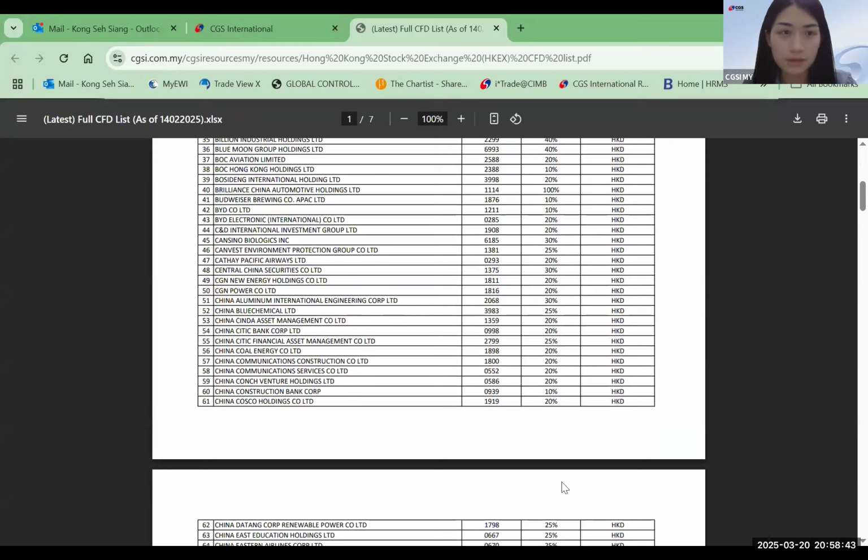Okay, another question here. Can you help to look into Xiaomi?